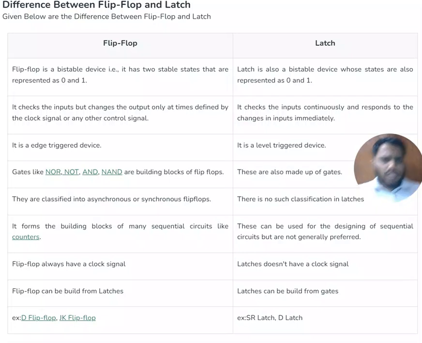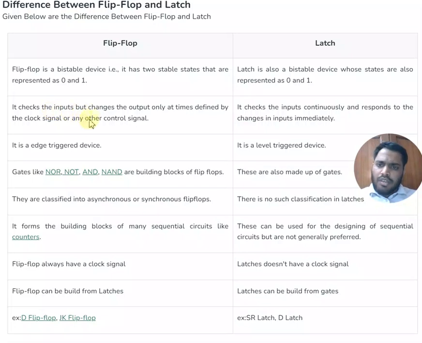In this video I'll be telling you about the difference between the flip-flop and latch. So what is flip-flop? Flip-flop is basically a bistable device, which means that it has two stable states and they are represented as 0 and 1. A latch is also a bistable device whose states are also represented as 0 and 1. So bistable means it is having two states.